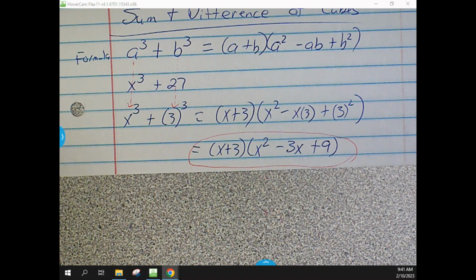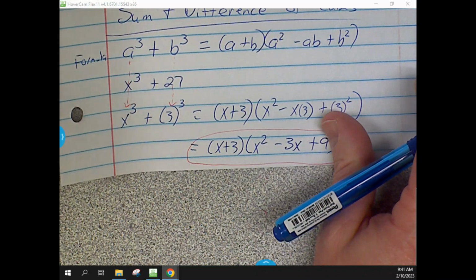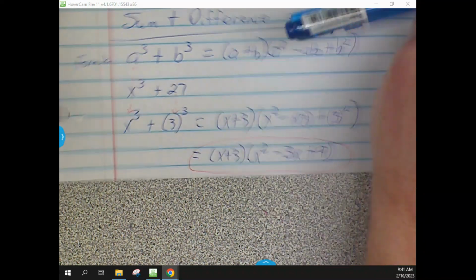Okay. Now, if it's the difference of two cubes, it's almost exactly the same formula, but you just have to change a sign or two.